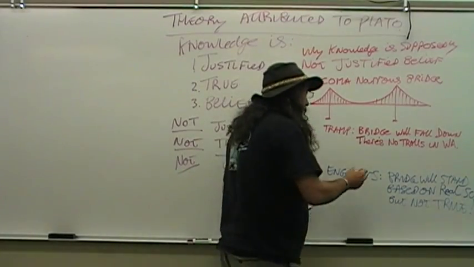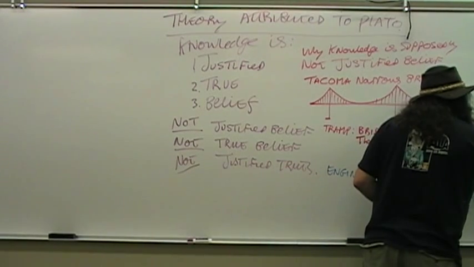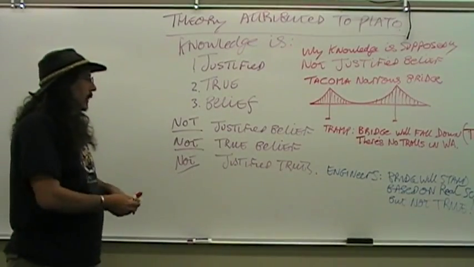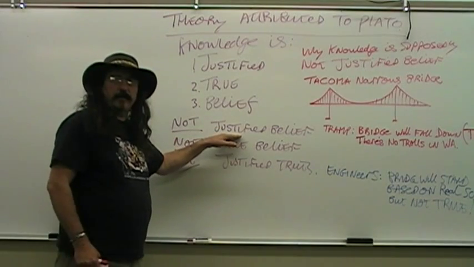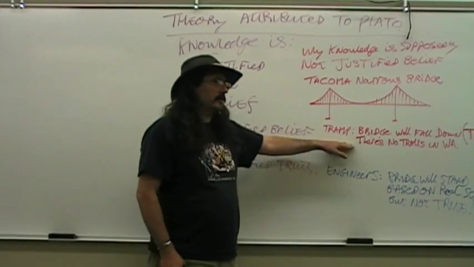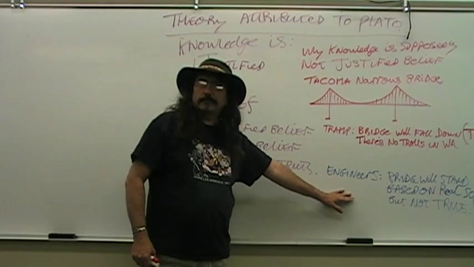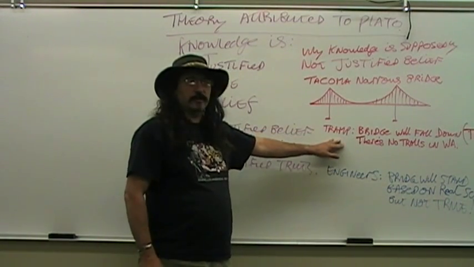Here's a true belief. Bridge will fall down. True. So, according to this theory, knowledge cannot be justified belief. Because, according to this theory, it's possible to have a justified belief that isn't true. And it's possible to have a true belief that's not justified.